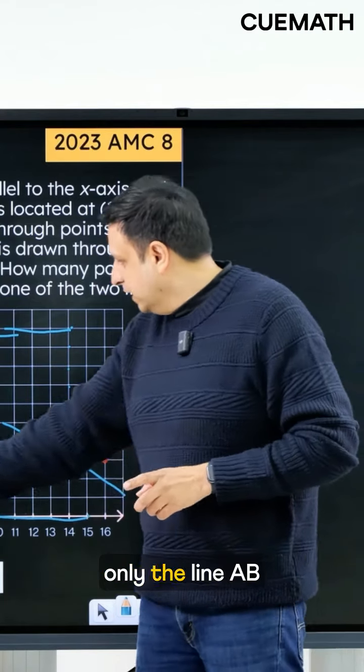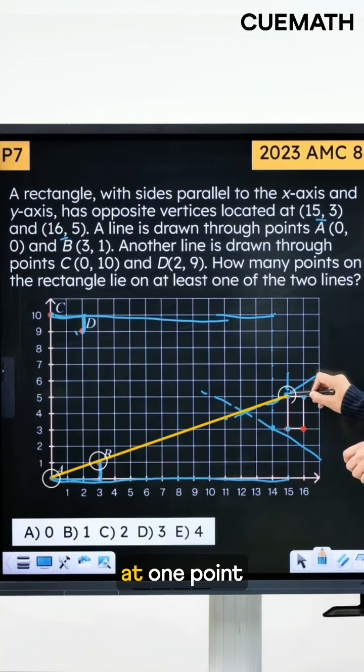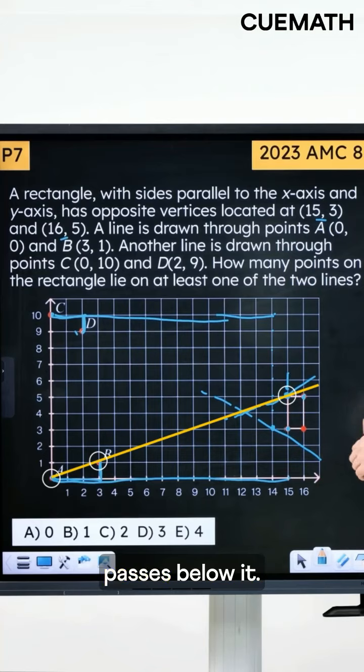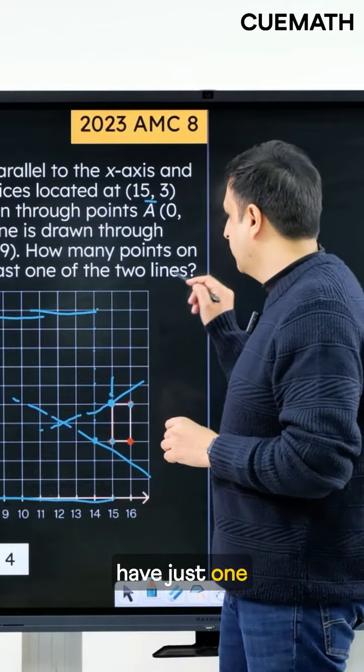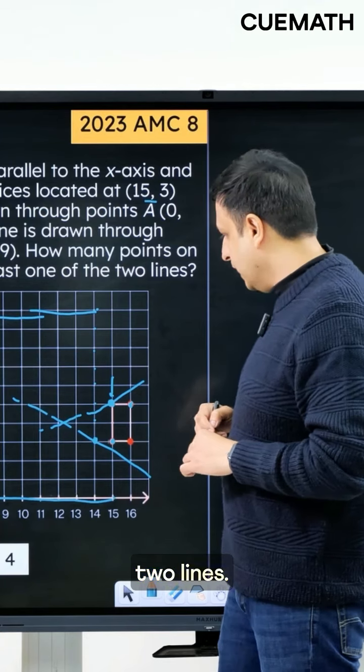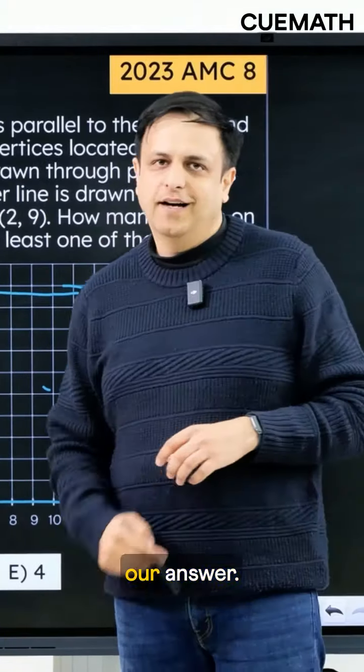And therefore, only the line AB intersects the rectangle at 1 point here. Line CD passes below it, and therefore we have just 1 point that lies on at least one of the 2 lines. So B, 1, is our answer.